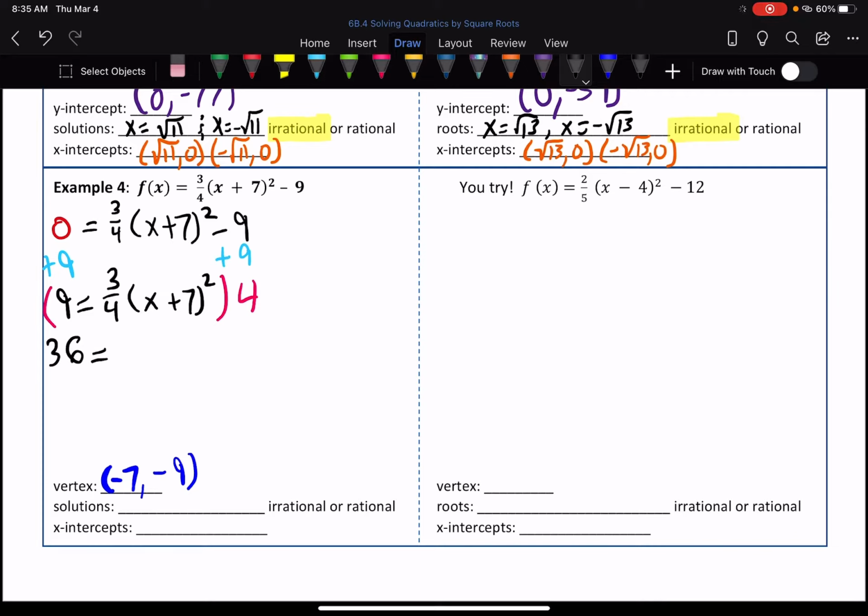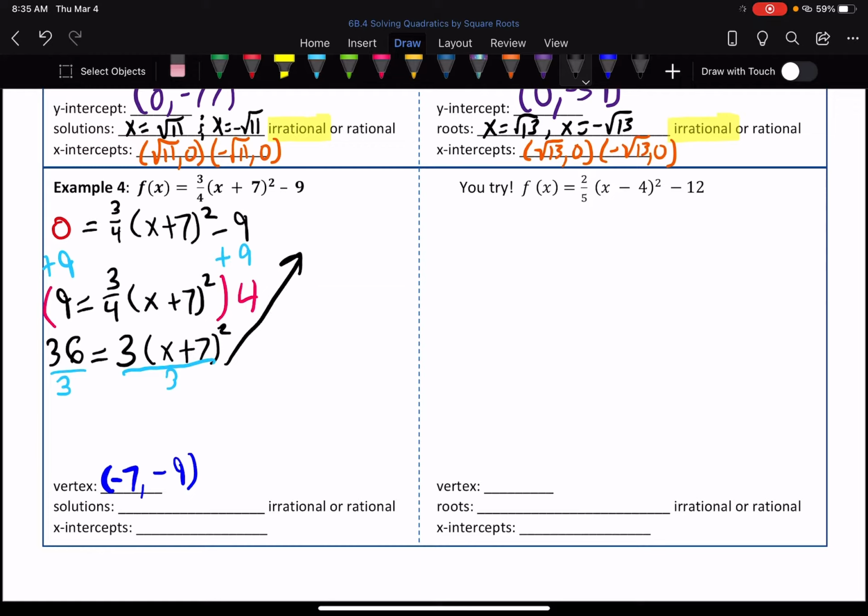The 4 cancels out of the 3/4, so we're just left with our numerator of 3. And that's multiplied by x plus 7 squared. Since the x plus 7 squared is multiplied by the 3/4, we do not distribute the 4 into the x plus 7 itself. Then I'm going to divide both sides by 3 to isolate my squared expression in this case.